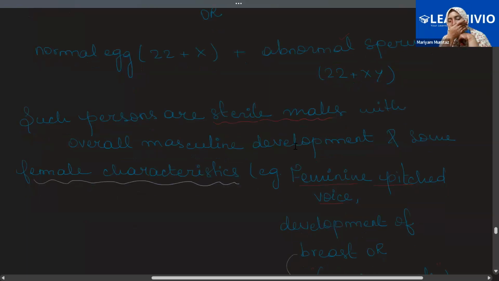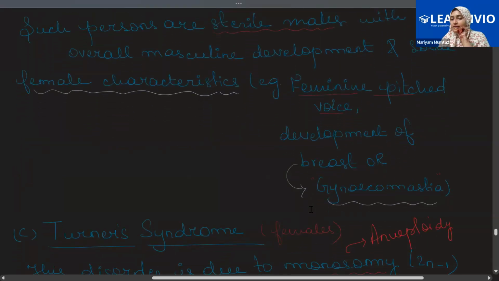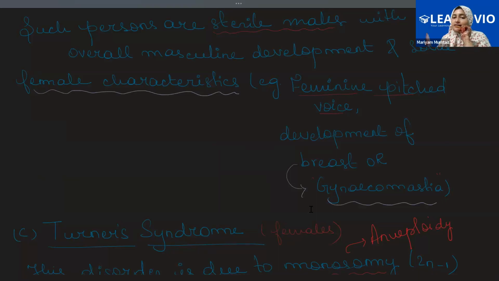All right. So these people that have Klinefelter syndrome are sterile males. They can't reproduce. They have a masculine development because they do have the Y chromosome, but because of the presence of an additional X chromosome, they have certain female characteristics, such as a feminine pitched voice and development of breasts, known as gynecomastia. These are not functional breasts, but the size of their chest increases because of the presence of an extra X chromosome. This much is clear to everyone.